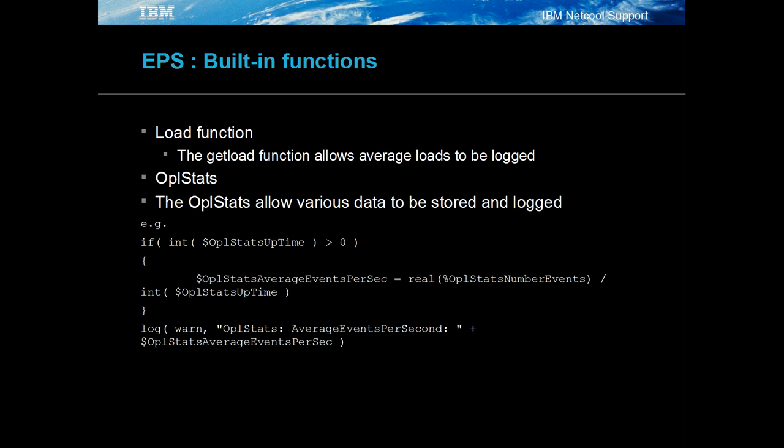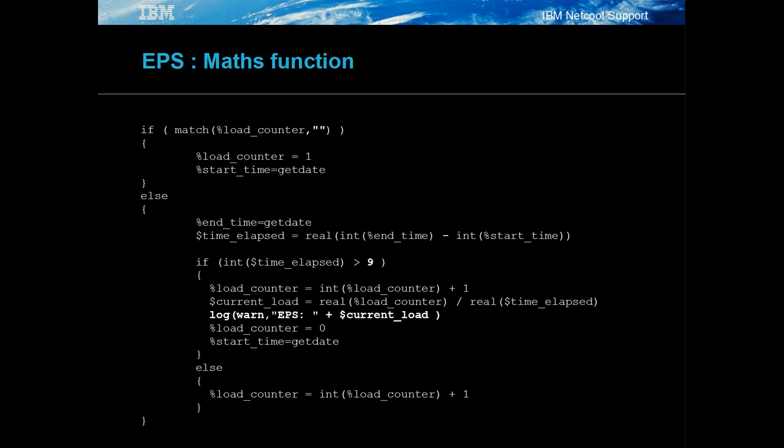There are two built-in functions for calculating EPS. The load function, which calculates running average loads, and the OPL stats feature that provides an average EPS. The Netcool Omnibus rules file functions include logic to calculate the event rate per sample interval.